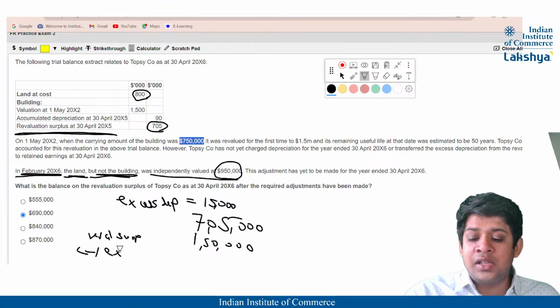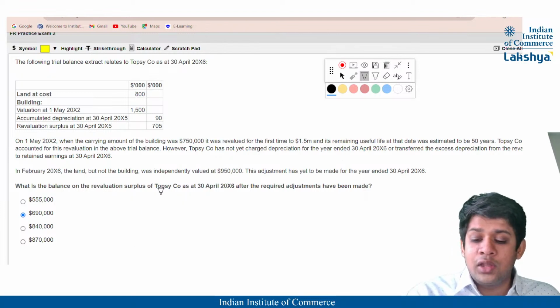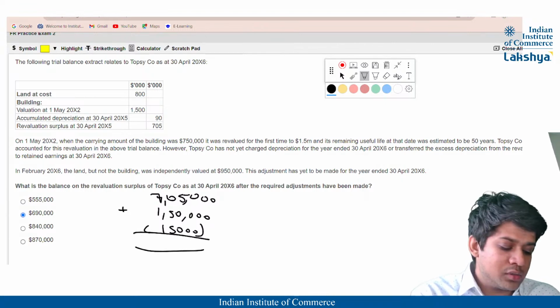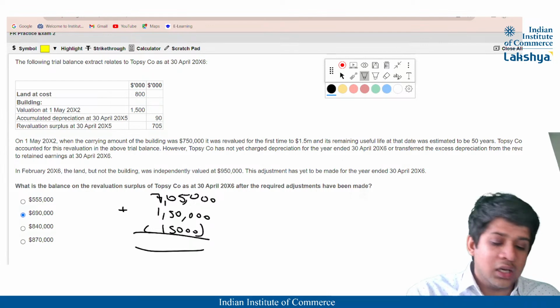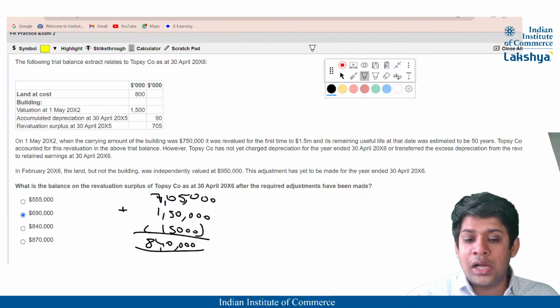And less the excess depreciation will be subtracted for this year, and that is 15,000, right? The excess depreciation is 15,000. So technically the value will be 7 lakh 5,000 plus 1 lakh 50,000 minus 15,000, which is the excess depreciation. So 7 lakh 5,000 plus 1 lakh 50,000 minus 15,000 will give you 8 lakh 40,000. So the correct response is going to be option C, right?